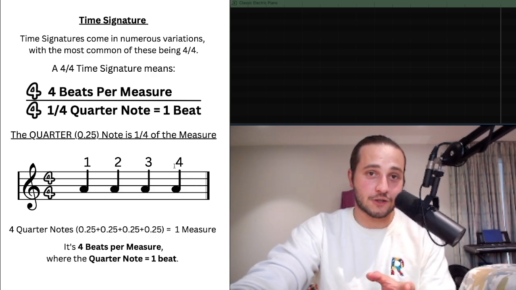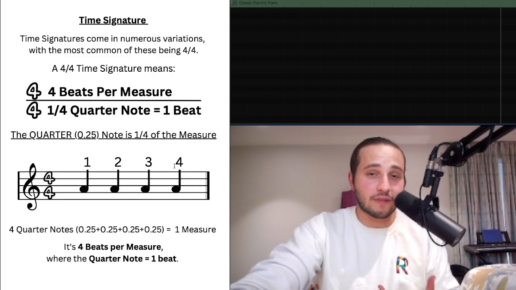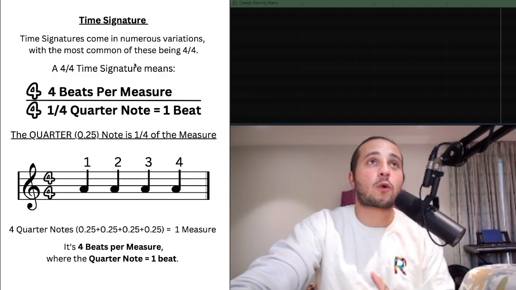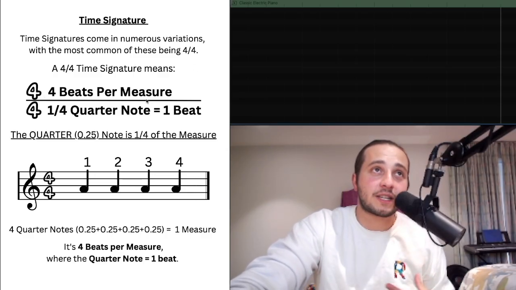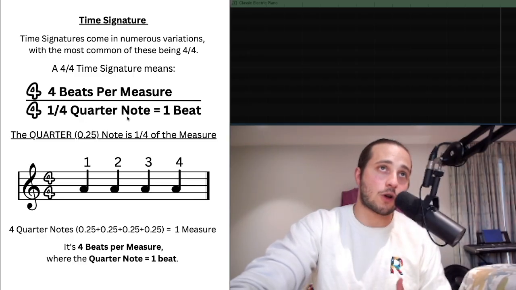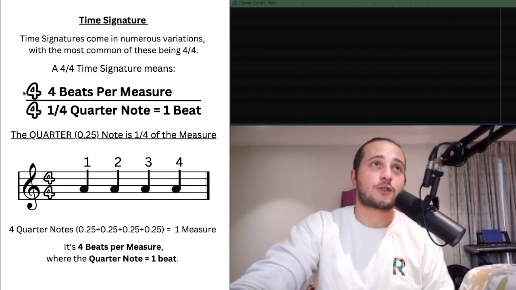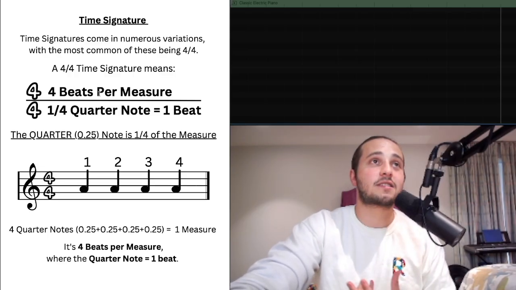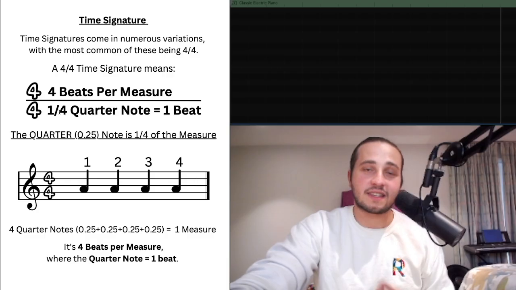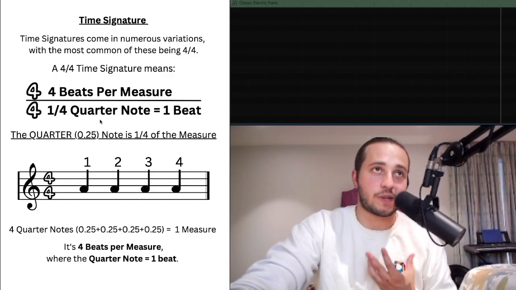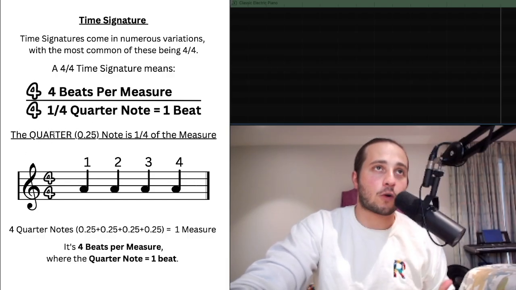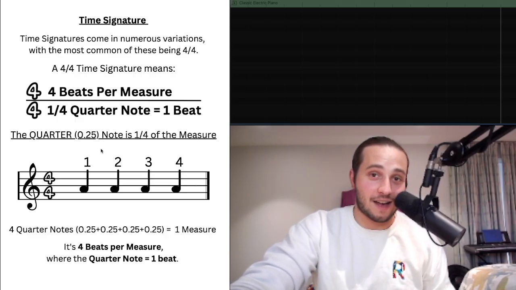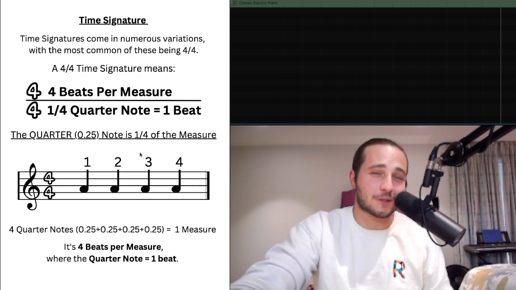Now, our time signature. Time signature does come in numerous variations, but the most common of them is 4/4. So a 4/4 time signature means 4 beats per measure, and a quarter note gets 1 beat. The top 4 means the amount of beats per measure, and the bottom 4 means the kind of note that equals 1 beat. So in this, the quarter note is 1/4 of the measure. It's just math. I know it sounds confusing, but it's actually pretty straightforward.